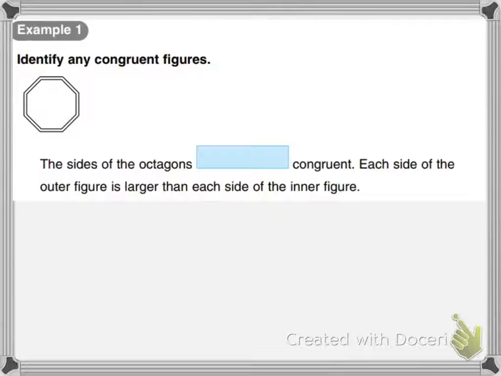Alright, so we're looking at this first one here, which looks like a stop sign. It's an octagon. It says the sides of the octagons blank congruent, so we're looking to see if they are or are not congruent. Each side of the outer figure is larger than each side of the inner figure. Well, that contradicts what I just said, so that would mean that the octagons are not congruent because they have to be exactly the same. The inner octagon is slightly smaller than the larger one.